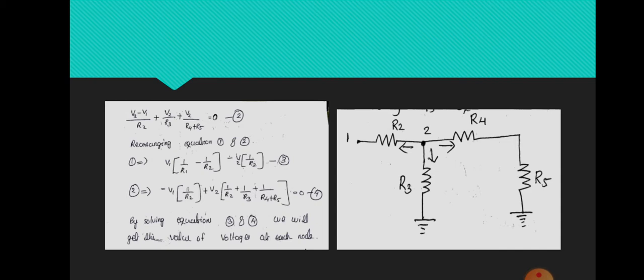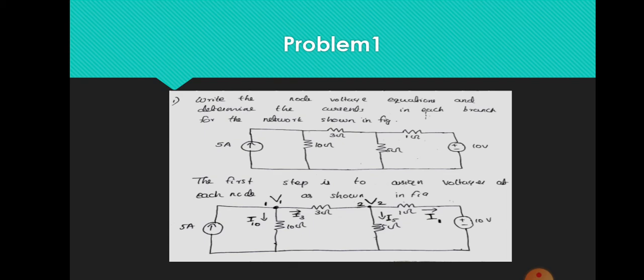This is a simple rearrangement. It is simple mathematics, and you should do all the steps, okay? And we got two equations, equation 3 and 4, in which the variables are V1 and V2, okay? So by solving these two equations, we will get the values of V1 and V2, and let us do a problem to understand the concept. So let us do the first problem.